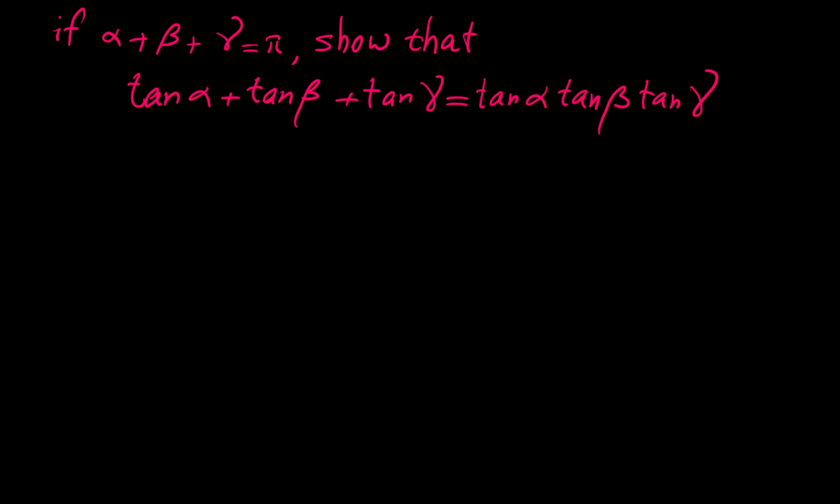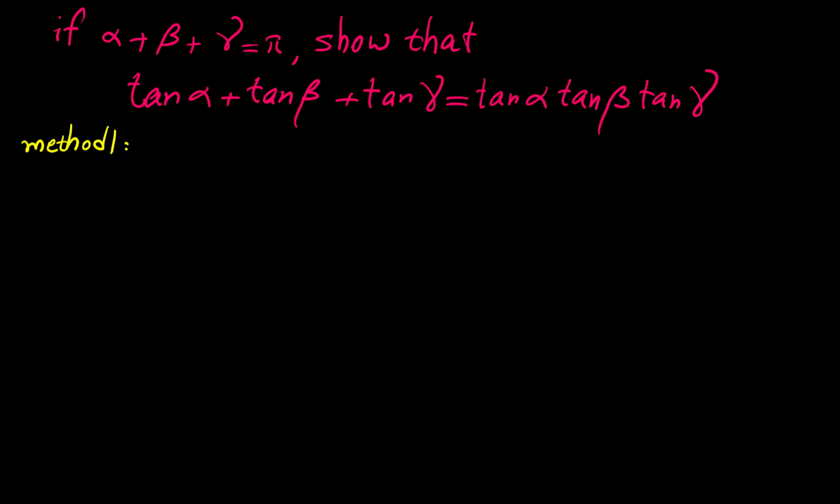In this video, I want to show you how we can use sum and difference formulas for doing this tricky question. If alpha plus beta plus gamma equals pi, show that tangent alpha plus tangent of beta plus tangent of gamma equals tangent of alpha times tangent beta times tangent gamma. I will show you two different methods for doing this question.